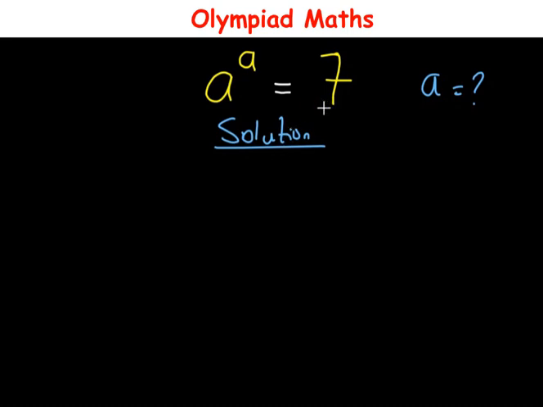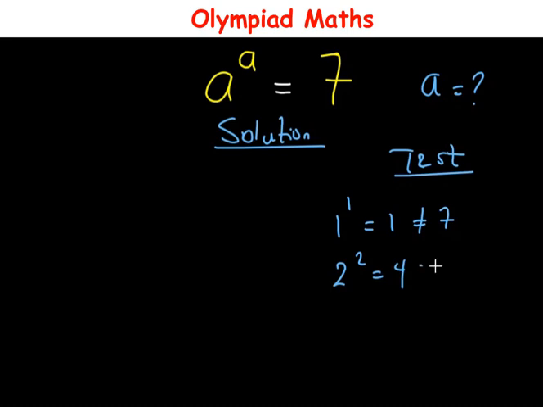Now let's say we test it out. If you try 1 to the power of 1, this is equal to 1, and this is not equal to 7. If you try 2 raised to power 2, it is equal to 4, and this is not equal to 7. If you try 3 raised to power 3, this equals 27, and this is not equal to 7.